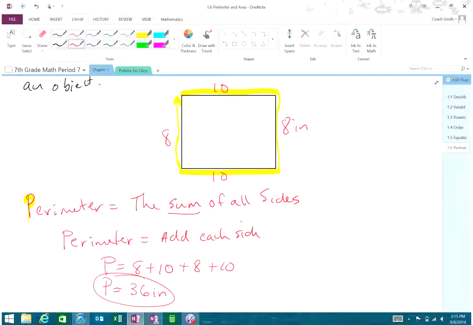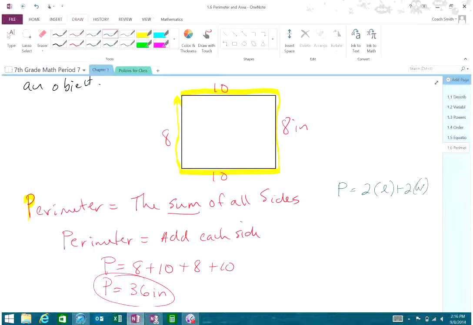Okay, now, the book will give you a formula that looks like this. P is equal to 2 times the length plus 2 times the width. I don't like that formula. You can use it. The reason I don't like it is because it only works on rectangles.